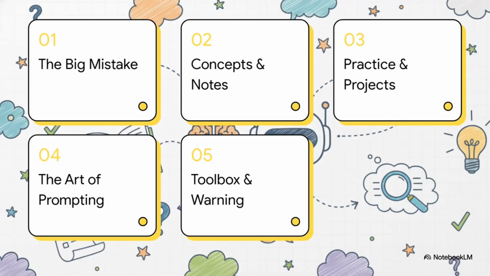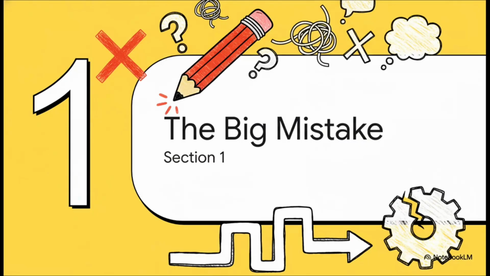Here's the plan. We've got 5 key things to cover. We'll start with the single biggest mistake students are making. Then I'll show you a trick for concepts and notes and a hack for practice and projects. After that, we'll get into the all-important art of prompting. And to finish up, I'll give you a toolbox and one final, very important warning. First up, let's get right to the heart of the problem.